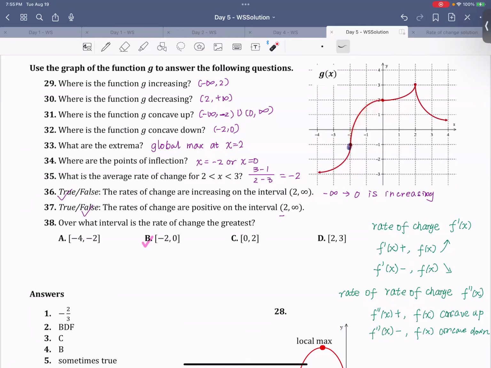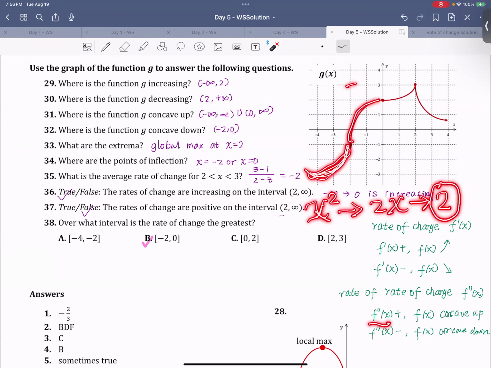You can use a simple case like this. Look at this. This is a parabola, x squared going up. For x squared, the first derivative is 2x. The derivative of 2x is 2. 2 is positive, so this part is concave up. And this guy is negative x squared. Its first derivative is negative 2x, and then the derivative of negative 2x is negative 2. That's why this is concave down.